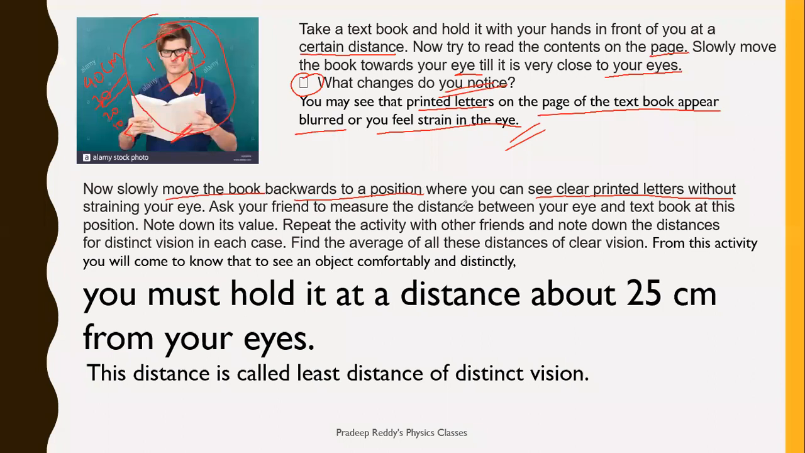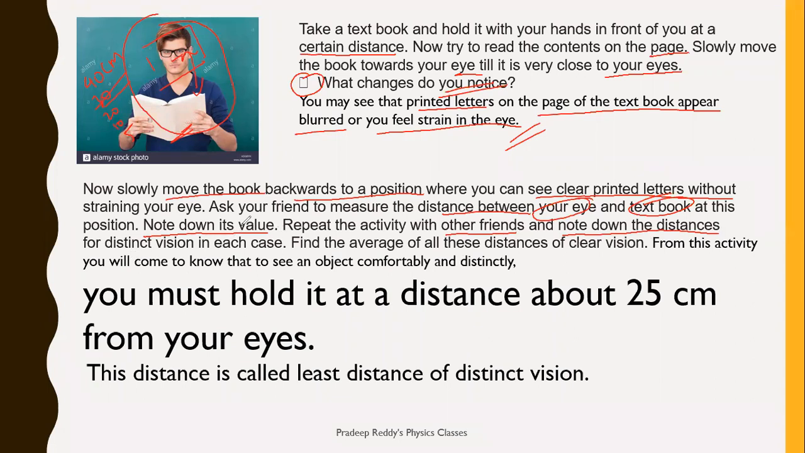Now ask your friend to measure the distance between your eye and the textbook. When you are placing the textbook in front of your eye such that you are able to view the image clearly, at that particular point, you just hold the textbook and ask your friend to measure that distance and note down that value. Repeat this activity with other friends also, and note down the distances.